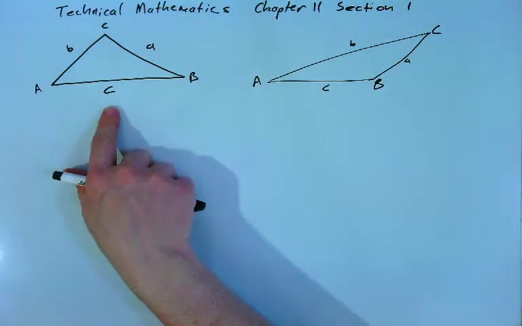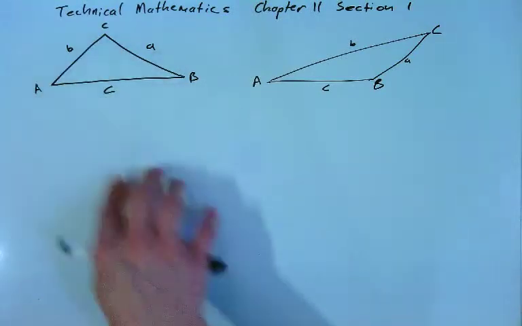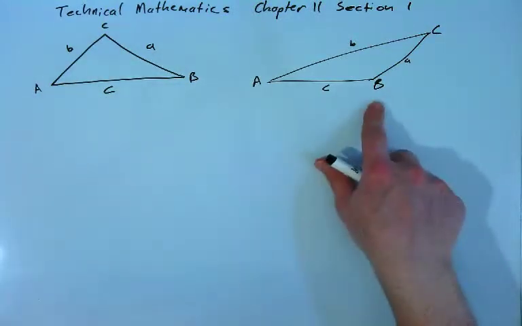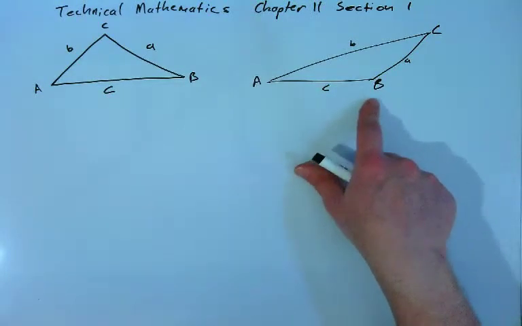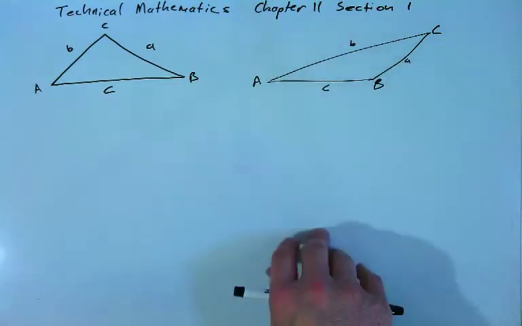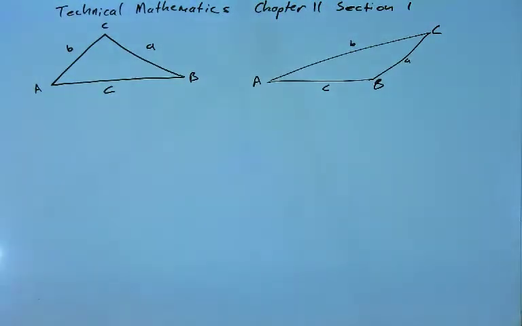Here I have a triangle that is an acute triangle. All 3 angles are supposed to be less than 90 degrees. And here I have an obtuse triangle where one of the angles, in this case angle B, is larger than 90 degrees. The other 2 are acute. And so what happens for these triangles?